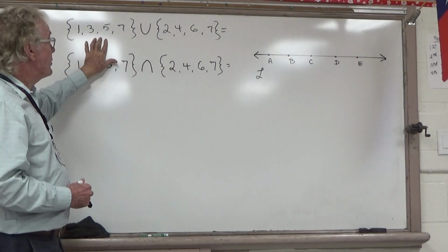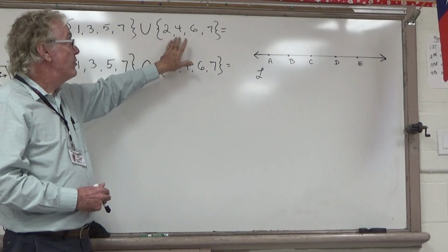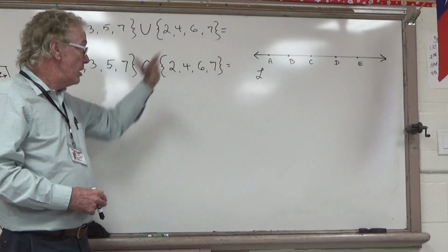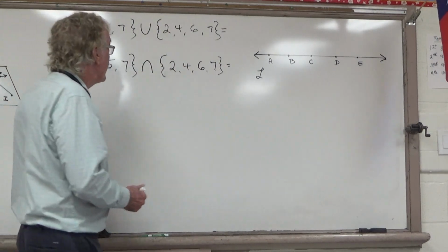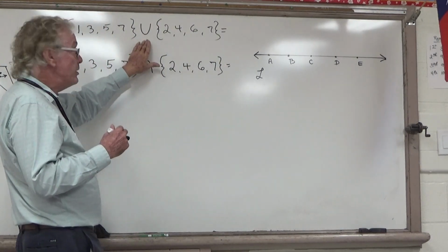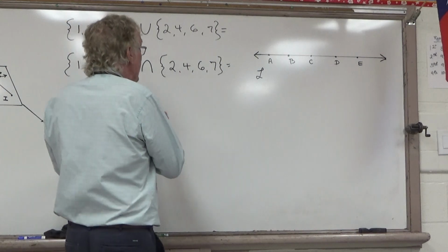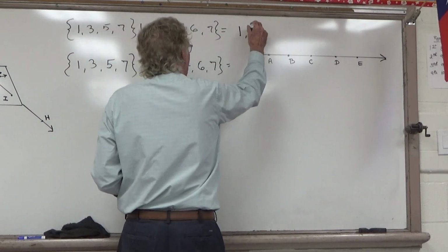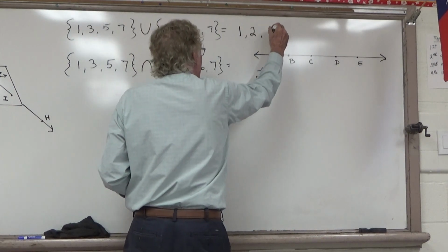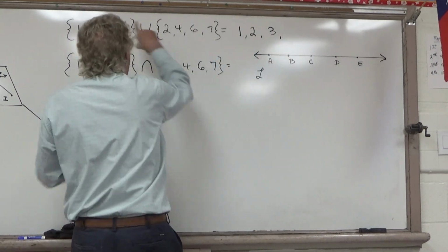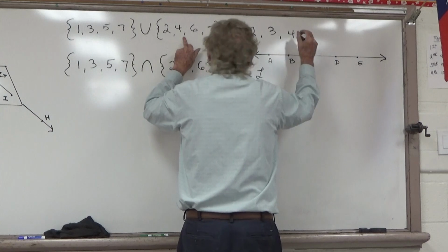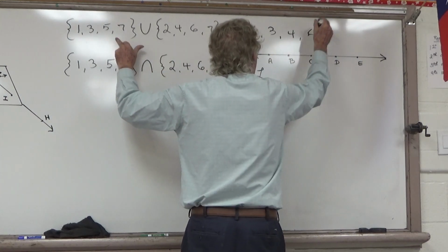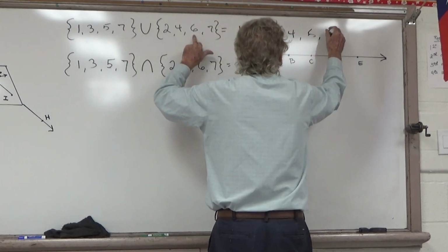We're going to union 1, 3, 5, 7 with the set 2, 4, 6, 7. And I'll write the answer right there on the right-hand side. The union is I join the two sets together, so 1 must be in that union, 2 must be in that union, 3 from this one, and 4 is in that union, and 5, and 6.